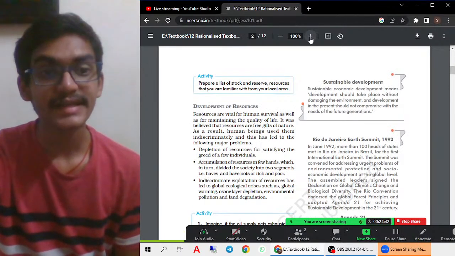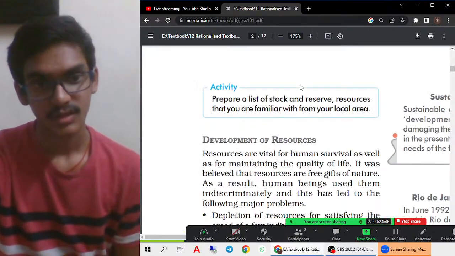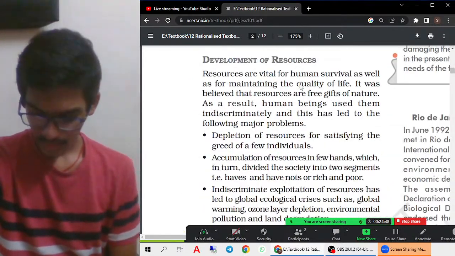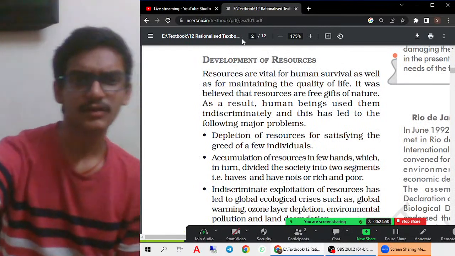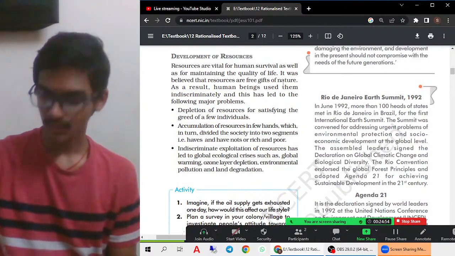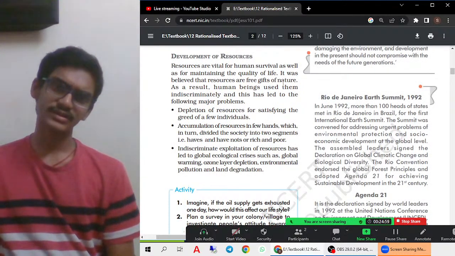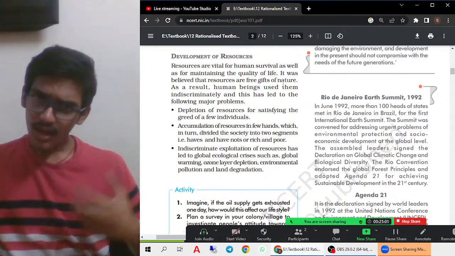Now let us try to understand the development of resources, how the development of resources is happening in different countries. We are mainly going to focus on the different development status of the resources. For example, what is development of resources? Development of resources is nothing but the importance of the resources growing very much.